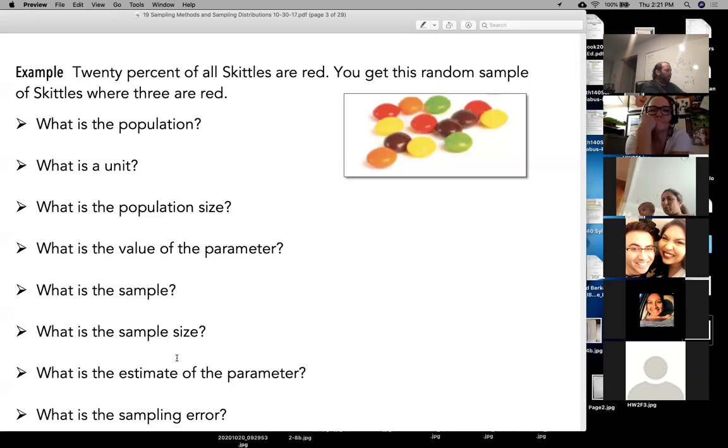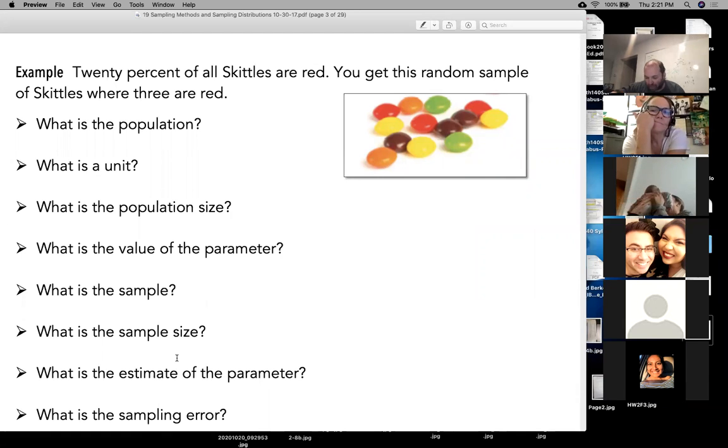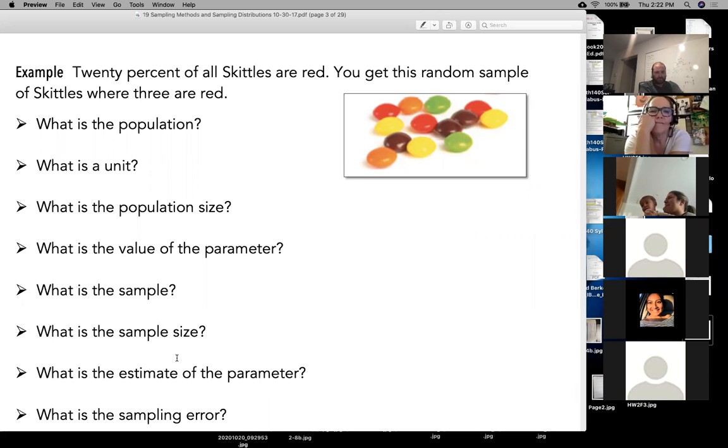Now, what is a unit for this case? One Skittle. Thank you for repeating me. Now, what is the population size? Is that how many total there are? Yes. The population size. 13.